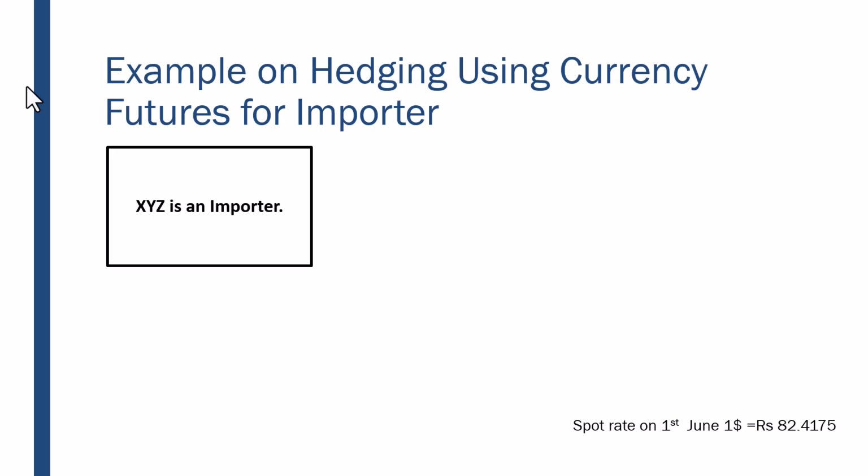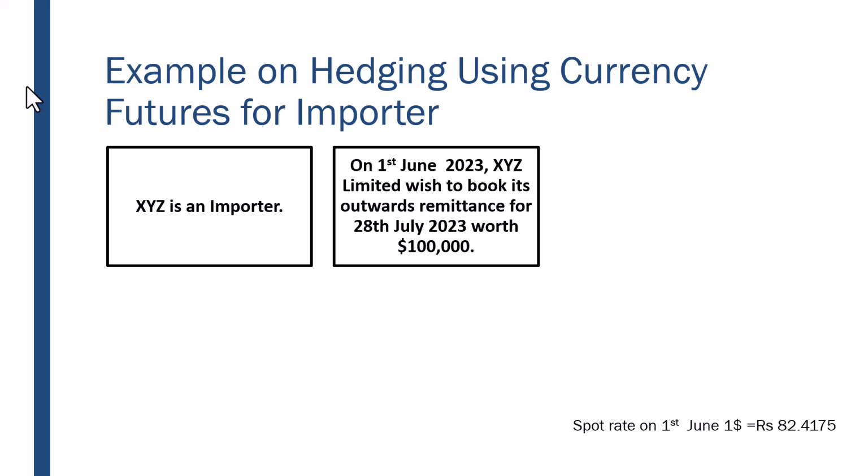So XYZ is an importer. Please listen to it very carefully. There are about 4 or 5 examples which will make you absolutely clear. So XYZ is an importer. On 1st of June 2023, XYZ Limited wants to book its outward remittance for 28 July 2023 worth 1 lakh dollars. So that means he is an importer.